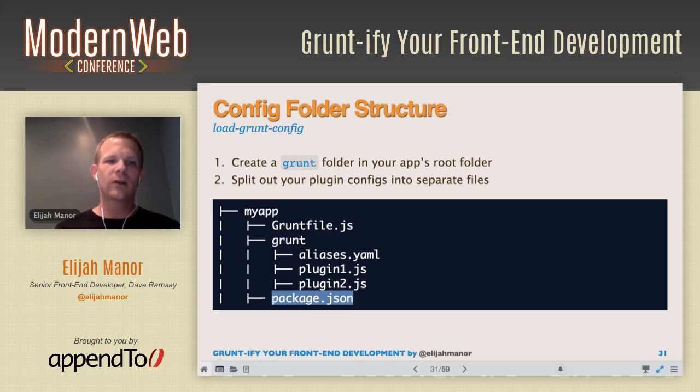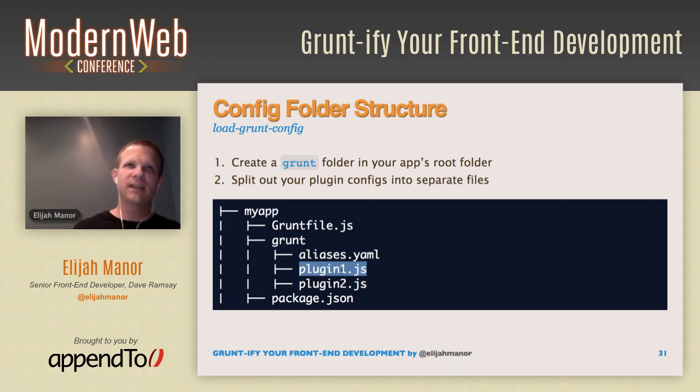This special load grunt config tool will look in a grunt folder, and if it needs to figure out what options to use for a grunt task, it'll actually look at a file name with that same key. So for example, JSHint was the key, and we defined all the rules of what files to JSHint. Well, it'll be looking for a jshint.js file, and that's where we'll find all the information. So it really helps organize your code quite a bit.